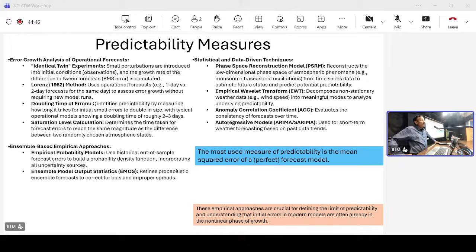So that is most frequently used across all modeling centers, but they also use different metrics, though this is the most important. However, when you try to measure using this technique, it costs a lot of HPC resources, time, everything. So that's why people have come up with some of these empirical predictability measures that are useful when you don't have many resources.